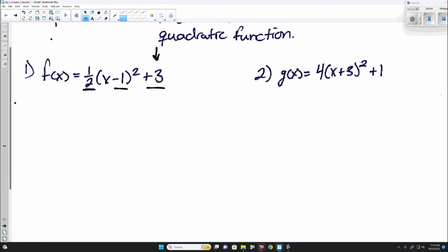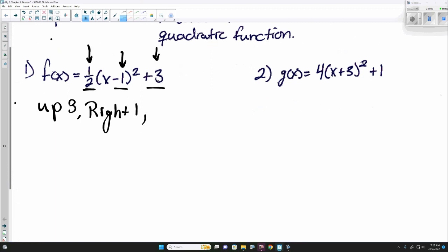Now looking at the first one here, we have 3 transformations. The 3 on the outside, this plus 3 tells us it's going to move the function up or down. In this case, the plus 3 is telling us it's moving up 3. The minus 1 inside the function tells us left or right, and it's the opposite of what we think. So it's actually right 1.